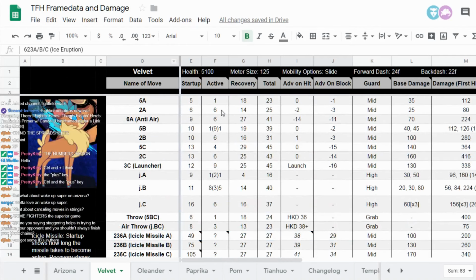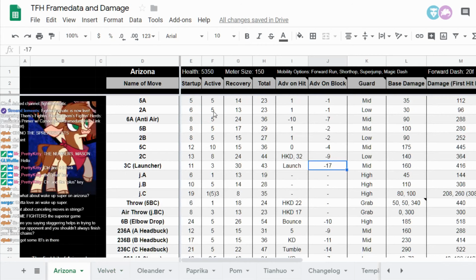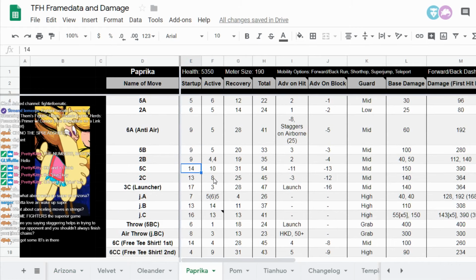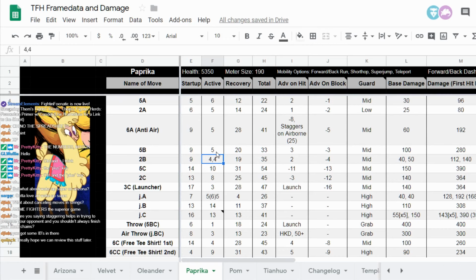One small side note that I should mention is, if you look at the frame data sheet, you'll see active frames. Most moves have a lot of active frames in this game. It's probably to make moves easier to use in combos, just to make combo strings more lenient. You'll see 5 active frames, 10 active frames on 5C, 8 active frames on 2C. You look at Paprika, she's got the same thing going on, 10 frames, 8 frames.